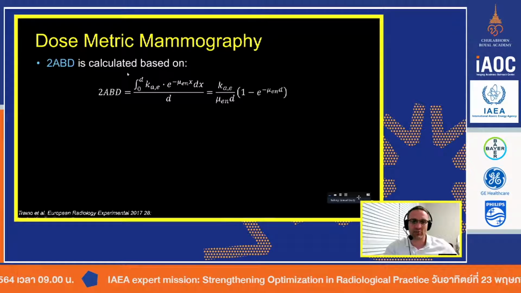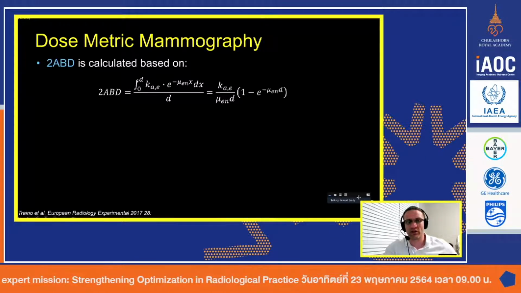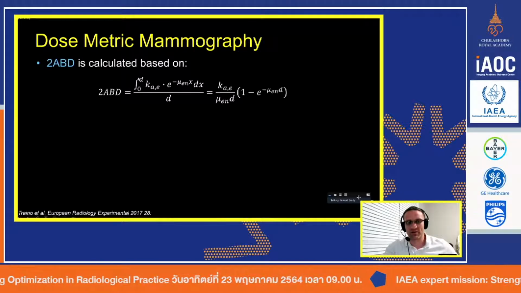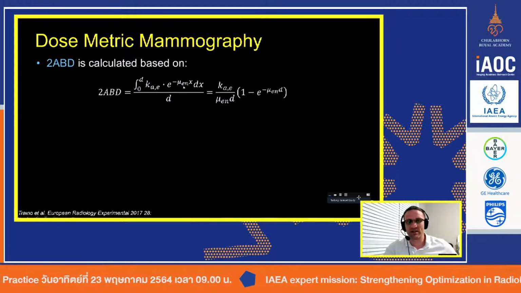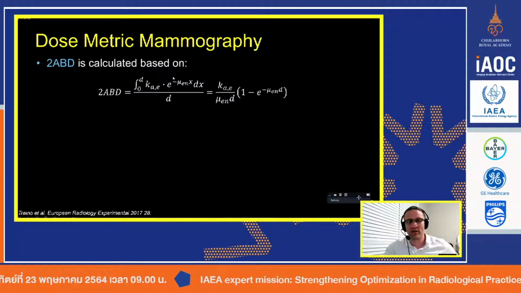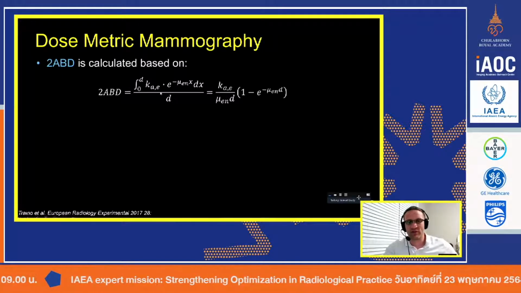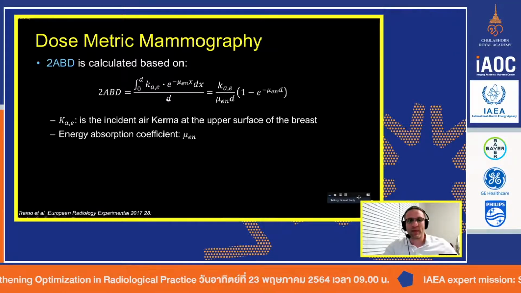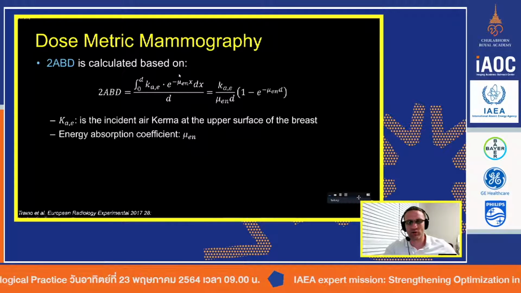It might look ugly, but it's actually fairly simple. Really, all we're doing here is we're integrating, or we're summing, over the thickness of the breast based on the entrance air kerma coming into the breast and the attenuation factor, or the amount the breast attenuates the radiation. And then we normalize or divide that by D, or, excuse me, not the depth, the thickness of the breast.